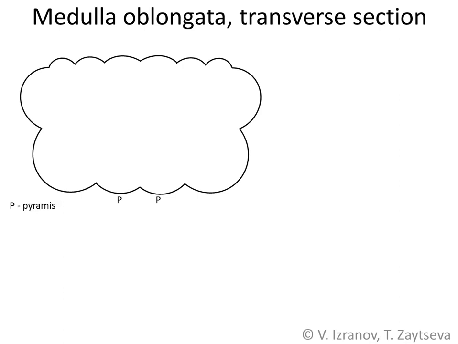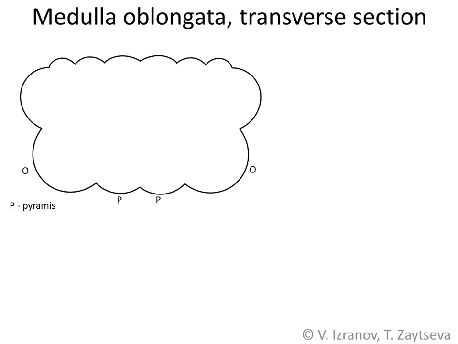It's pyramis. Pyramis is a portion of white matter where the pyramidal tracts go to the spinal cord. So pyramidal tracts are special motor pathways which provide the movement of skeletal musculature. So pyramis.